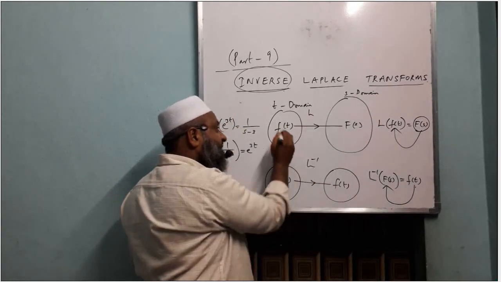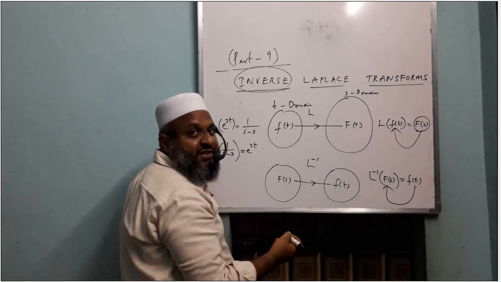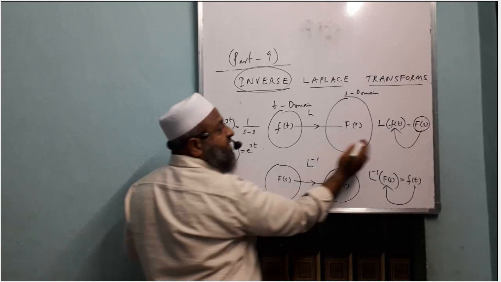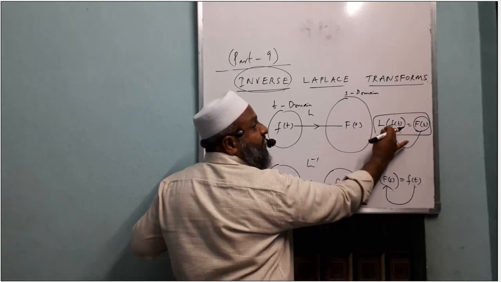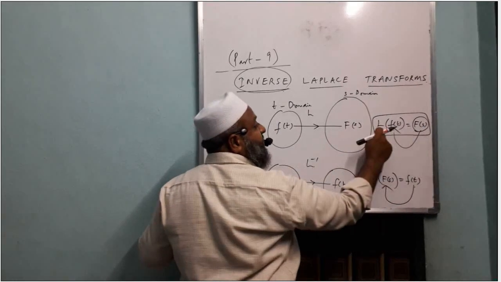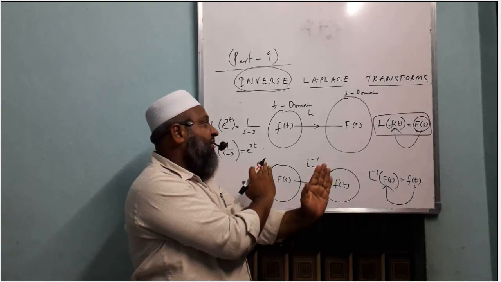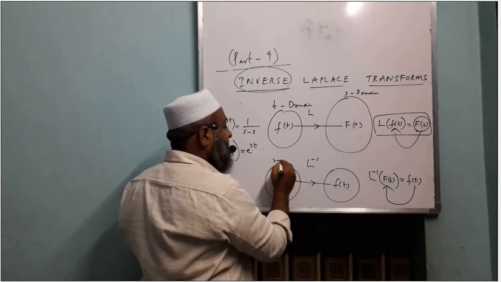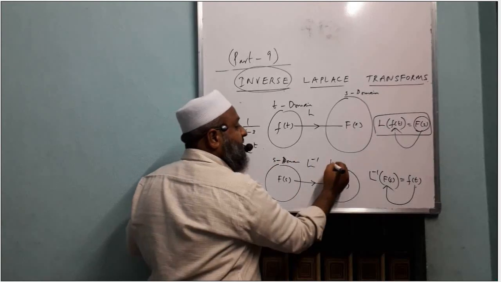So L takes this input f of t and gives the output, the transform f of s. This particular situation is simply recorded in this way: the Laplace transform of f of t is f of s, and f of s is called the Laplace transform of f of t. And L inverse is the inverse of this one. So it takes the s domain function, okay, s domain, and it returns it in the t domain.